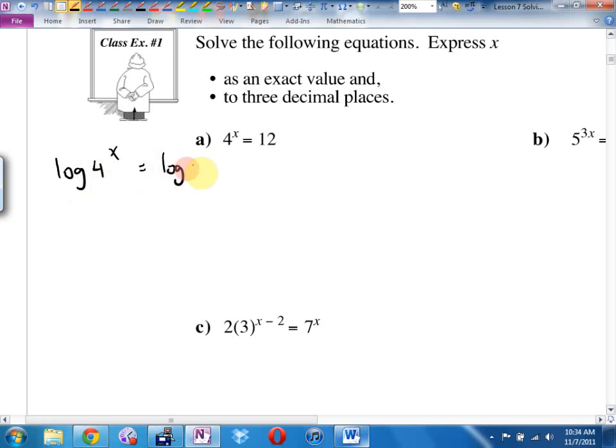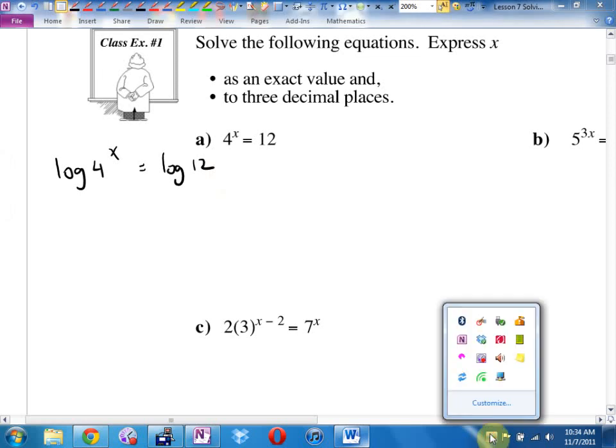Screen froze. Great timing. Take the log of both sides.